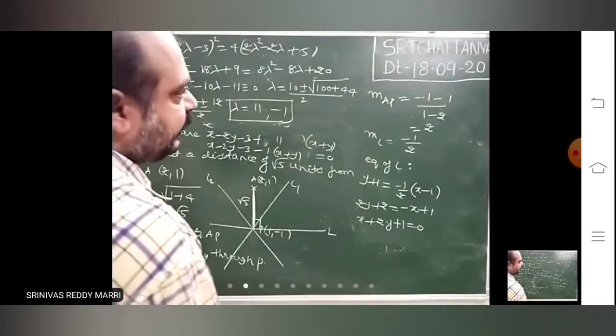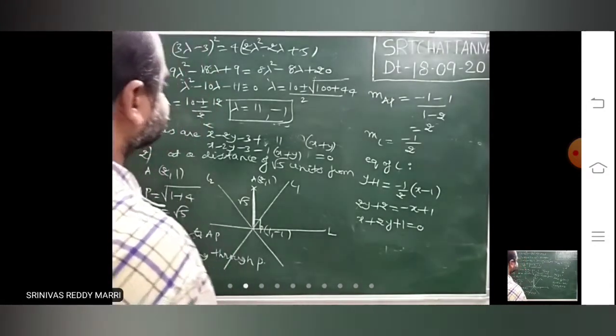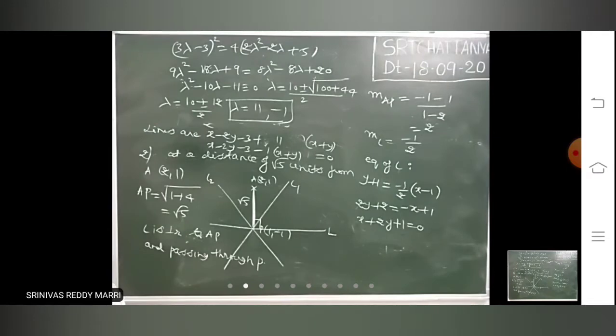So whenever a line is passing through the point of intersection of L1 equal to 0 and L2 equal to 0, take it in the form L1 plus lambda L2 equal to 0 and find lambda.